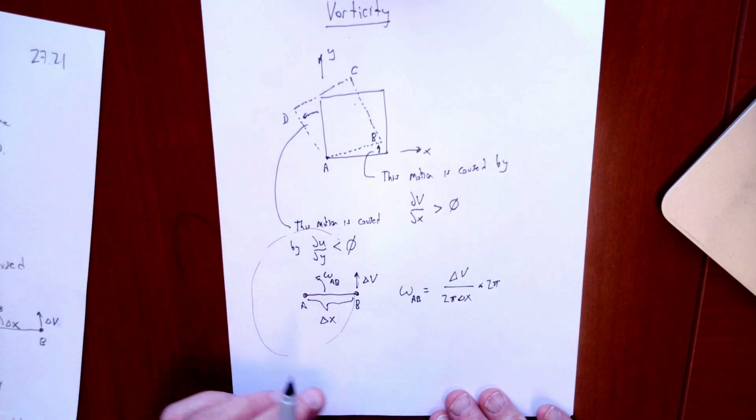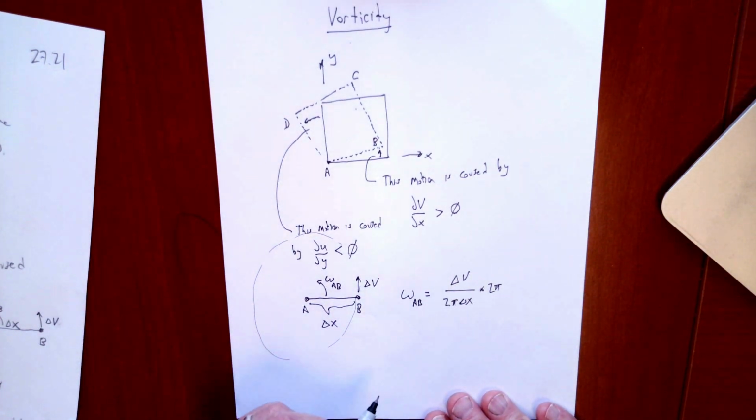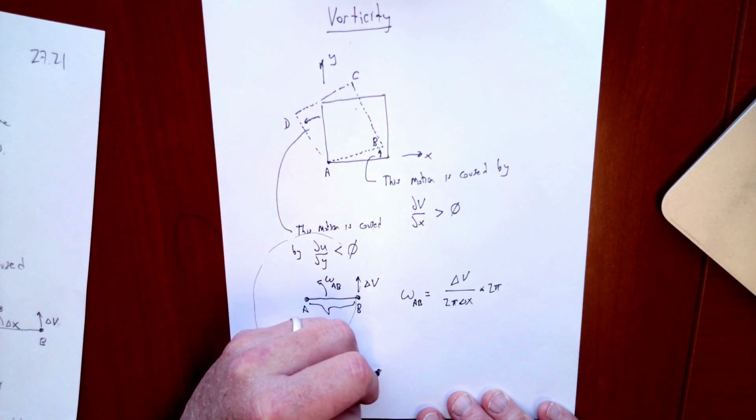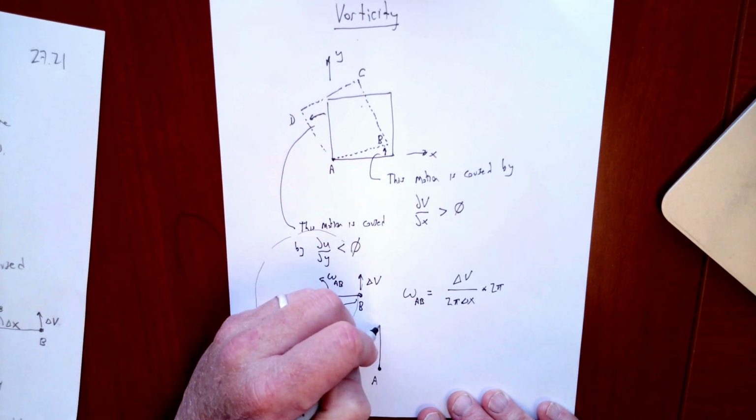All right, so I can do the same thing for the D point. So again, I draw my picture. I have A, I have D.